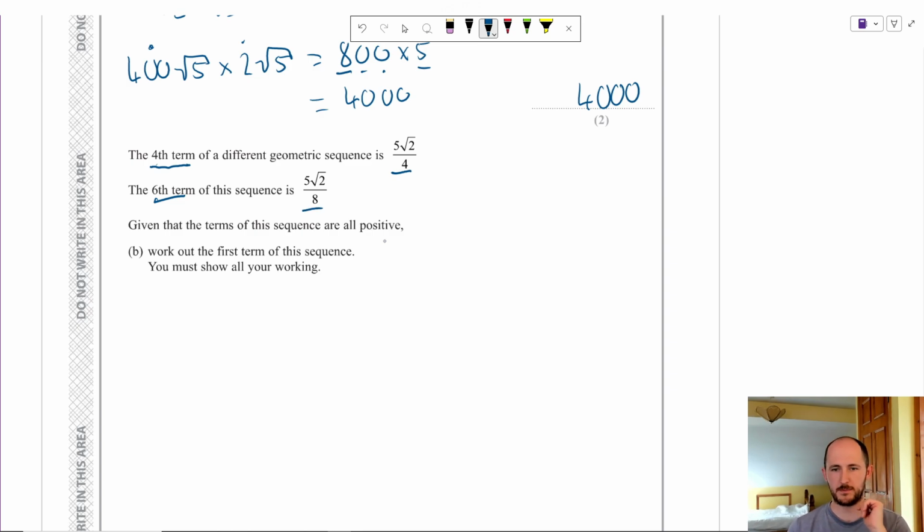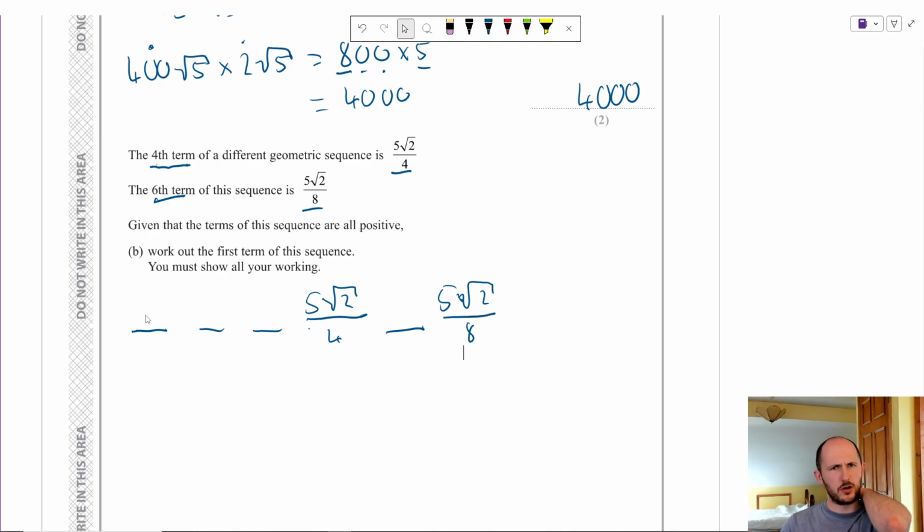I put it as a blank, we have term 1, term 2, term 3, term 4, blank, well, that's term 5, and then we have term 6. Okay, that's what my sequence looks like. And I'm trying to work out the very first term in the sequence. So how can that work?